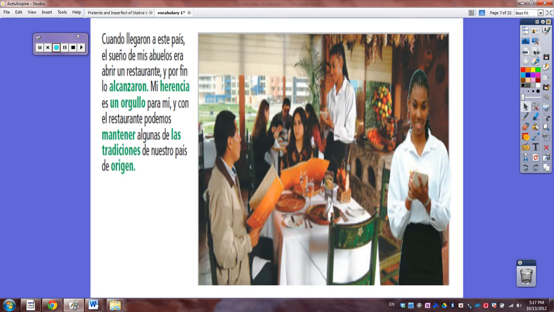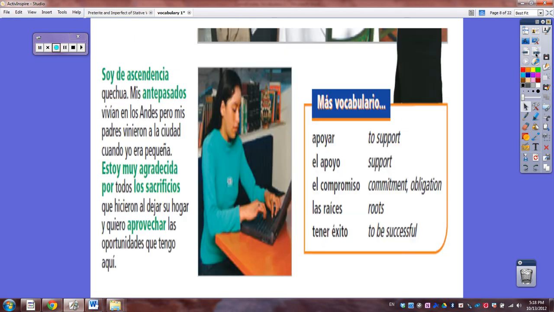Next. All right, when they arrived in this country, the dream of my grandparents was to open a restaurant, and finally they reached it. My heritage is something to brag about. Orgullo. Let me check that one. Proud. Yeah, pride for me. And the restaurant can maintain some of the traditions of our country of origin. Again, make sure we go in and highlight those words when we translate them into English.